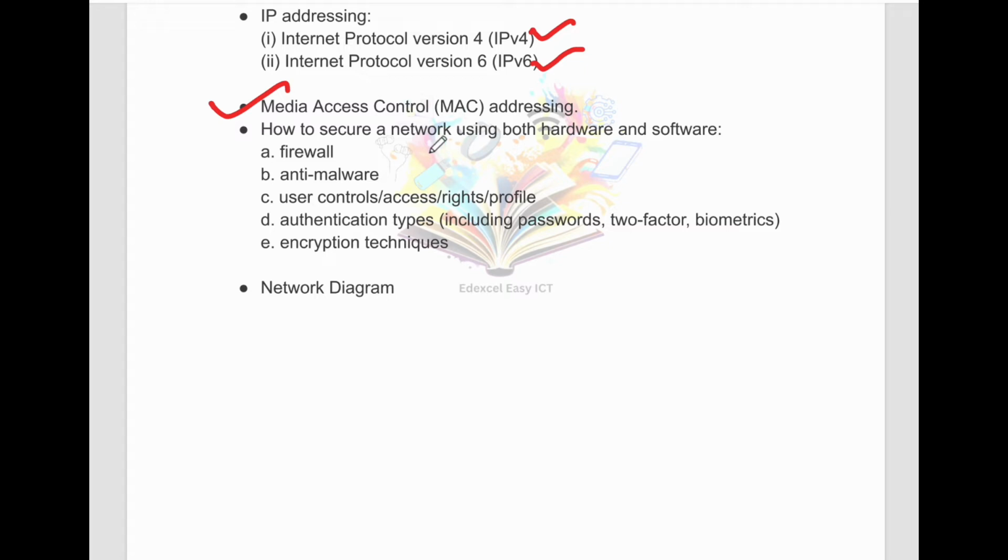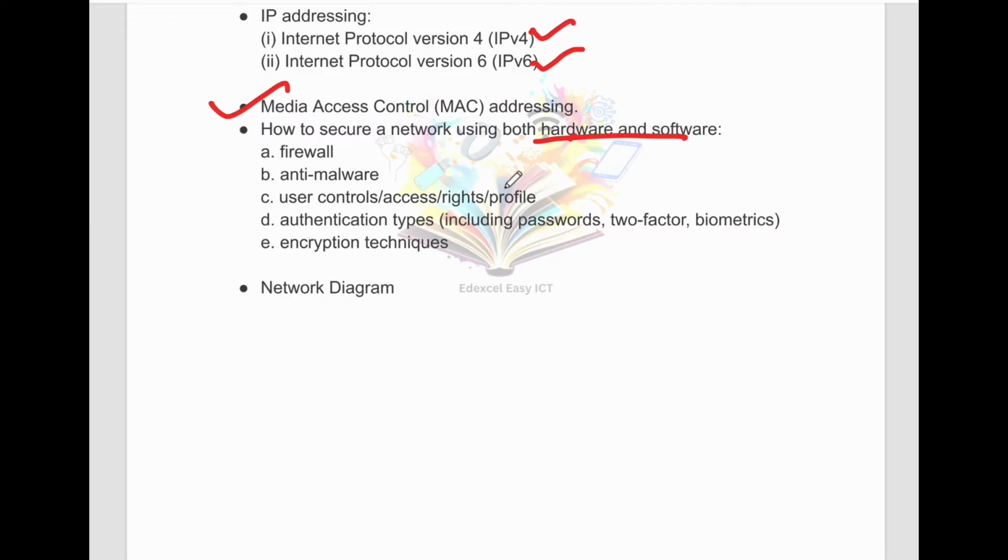How to secure a network using both hardware and software. So the thing is that you have to learn the firewall, anti-malware, user control, access rights and profiles, authentication types. There are two types of authentication. One is password, another one is two-factor.